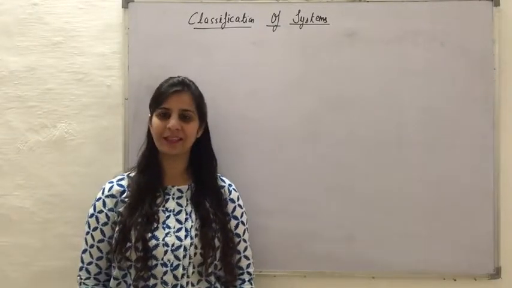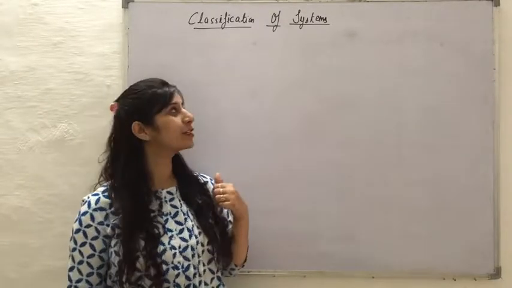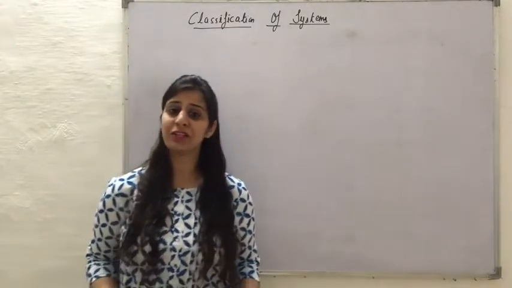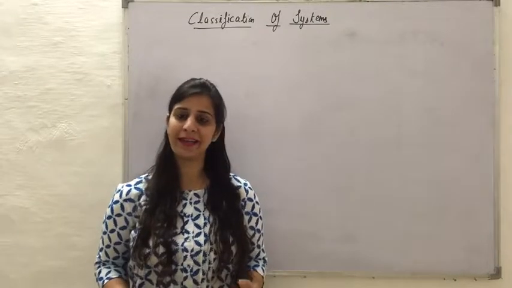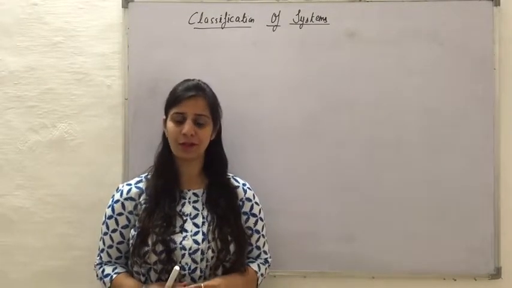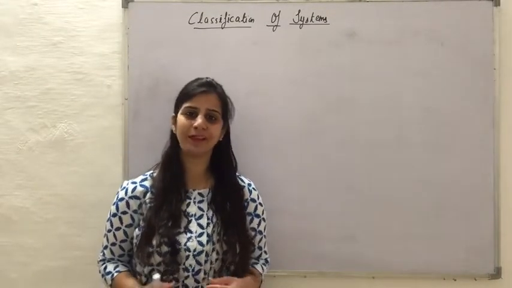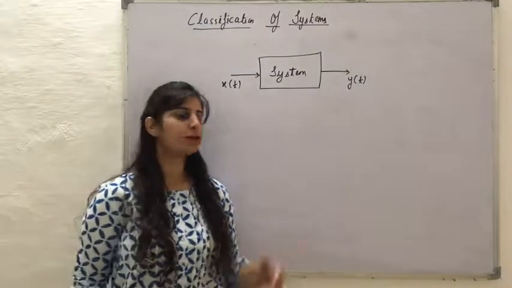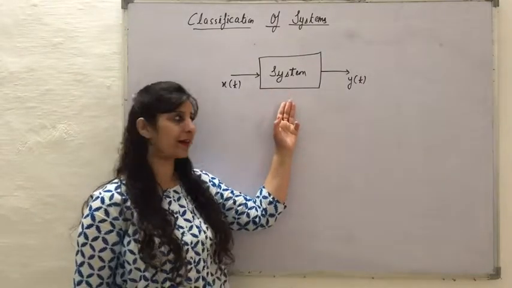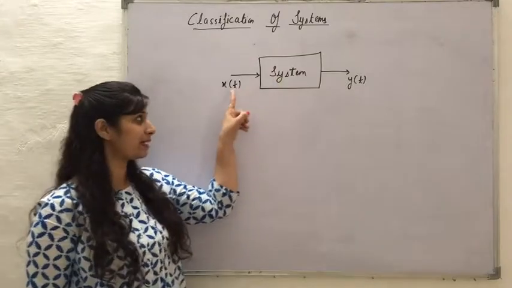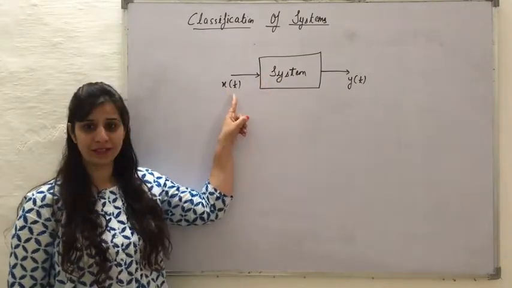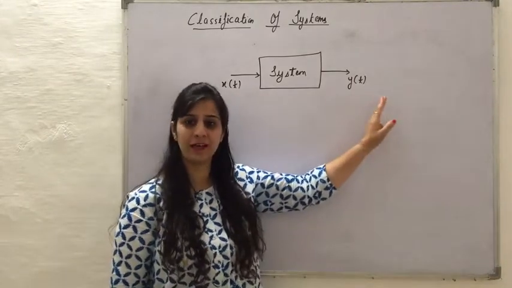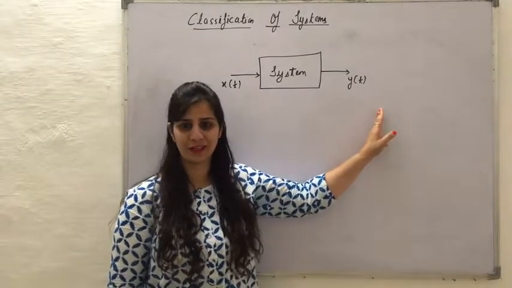This video lecture would be about classification of systems. As introduced to you in the first video lecture, a system is a block or an entity that is capable of processing or operating upon the signal. Now here I have shown a system with a block diagram where this system takes x(t) as the input signal. It operates upon the input signal to produce the output signal. So y(t) is the output signal.